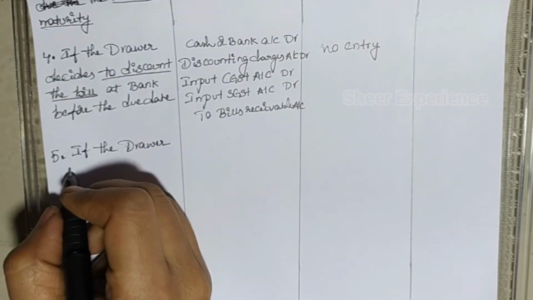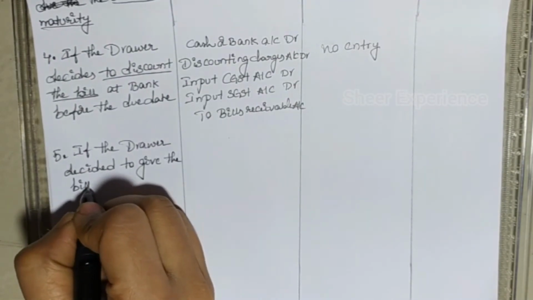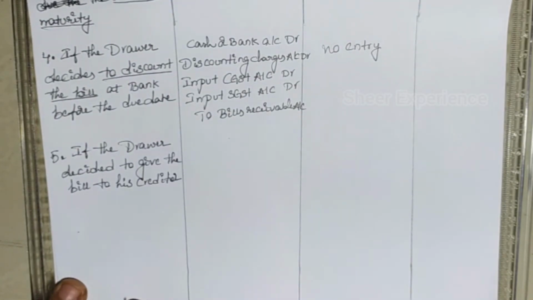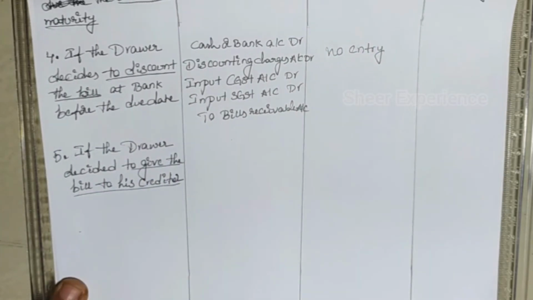Our next situation is if the drawer decided to give the bill to his creditor. Now what is giving the bill to creditor?